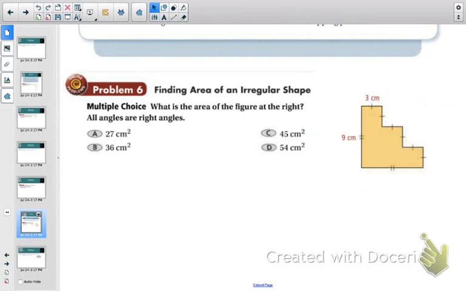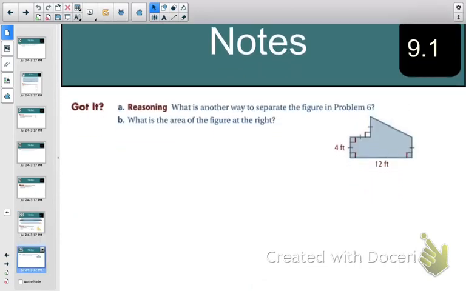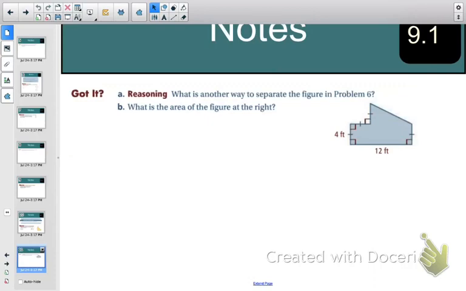Okay, last one. Okay, so this one we need to split into different shapes. So I'm going to let you try this, and then we'll talk about it. So pause this in 3, 2, 1, pause.